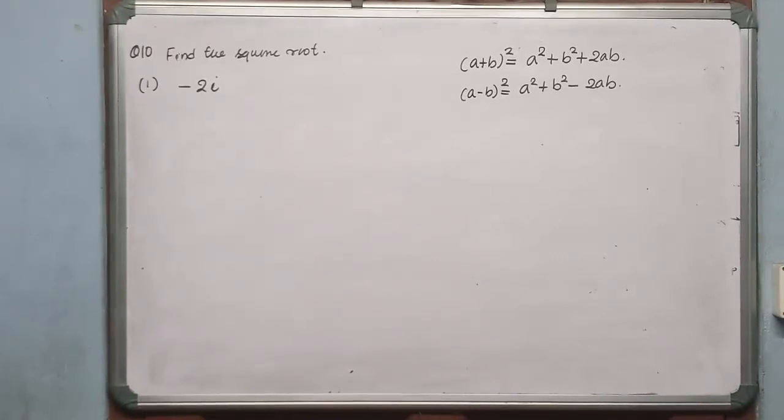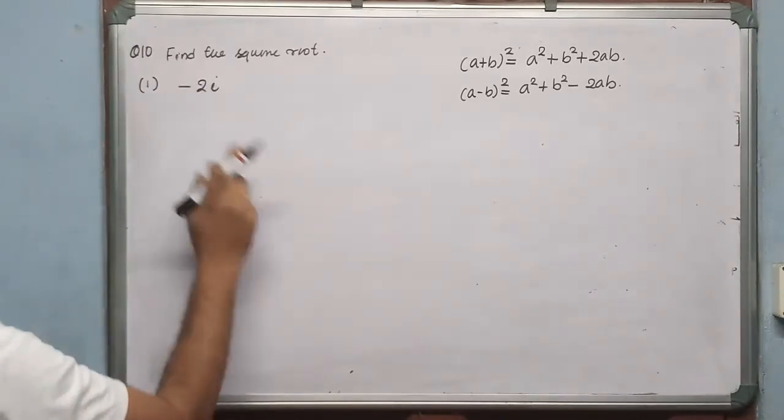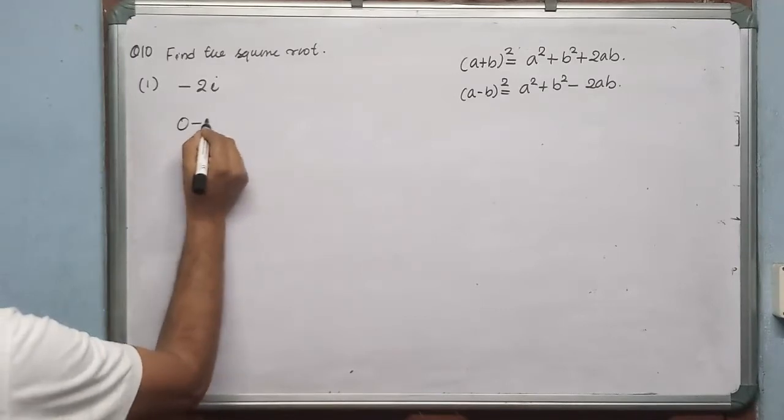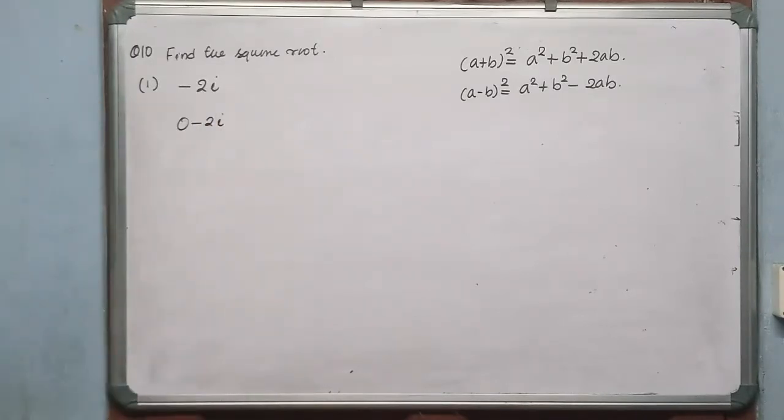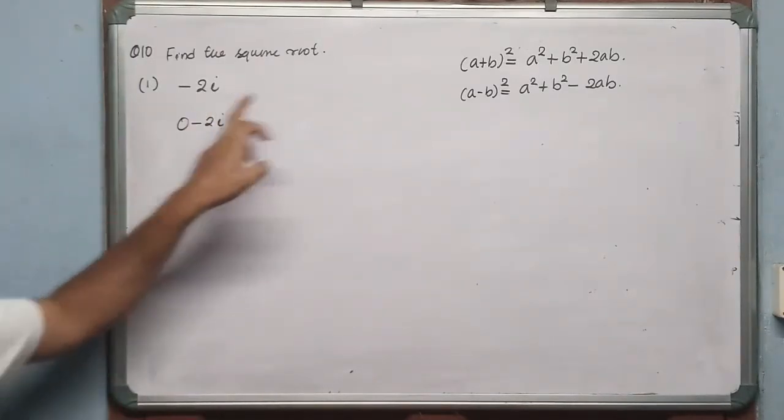Next question, question number 10.1. Now the given complex number is in the form of minus 2i. That means it is given actually 0 minus 2i is 2i. Now that it is negative, so I'll use this formula.